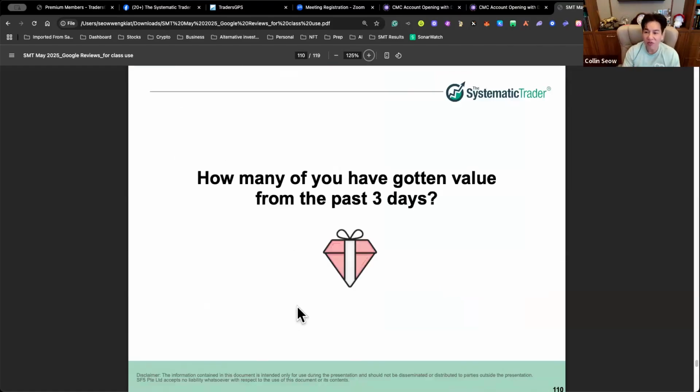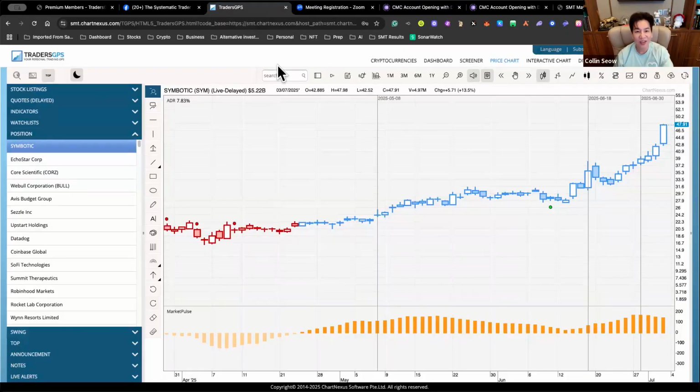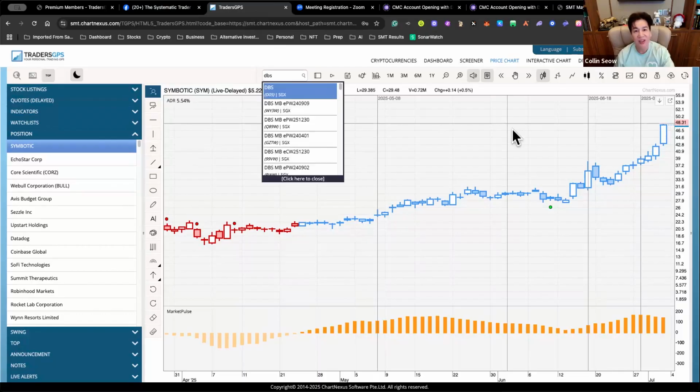How many of you have gotten value in the past few days? Type me if you've gotten some value. I'll give you a test to see whether you pass or not. Let's select a stock right now, any stock that is regularly traded. What stock is regularly traded? Okay, DBS. Actually DBS is not very good, but never mind. Let's take a look at DBS.